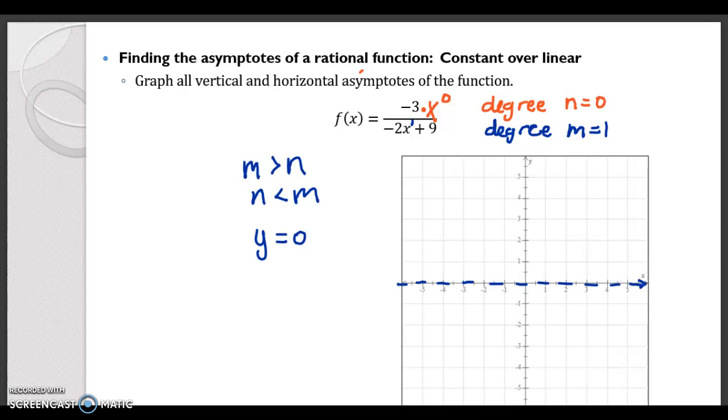Okay, and if you remember, our vertical asymptote was at 9/2. So we should end up with a horizontal and vertical asymptote that look like this. Okay. So that is the first step in graphing rational functions. Okay, and we'll talk about more examples in future videos.